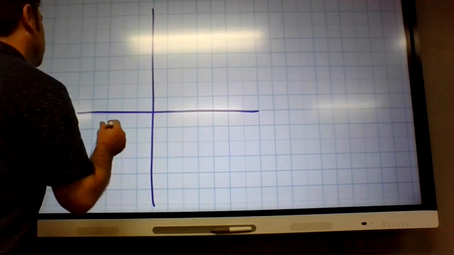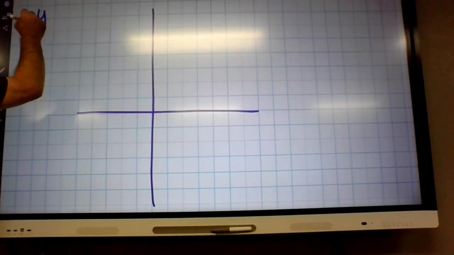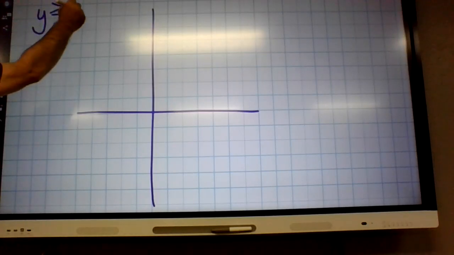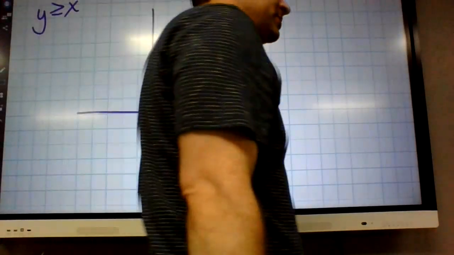This is old. This is like algebra 1 old. Wait, it's all graphs. No. All graphs all the time. No. Okay. How do we graph y is greater than or equal to x?